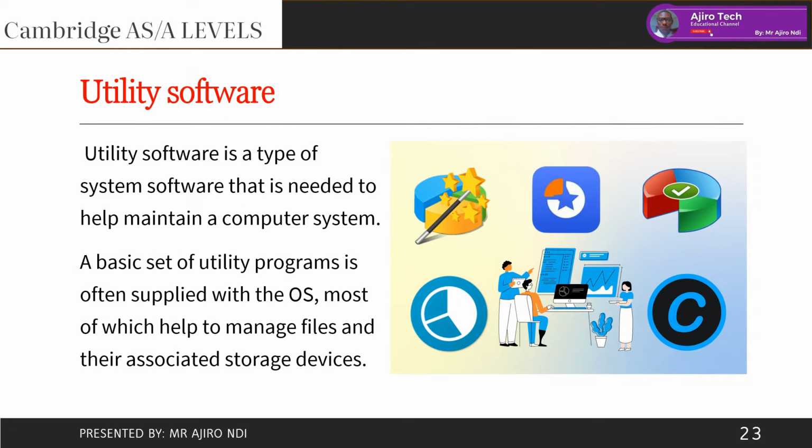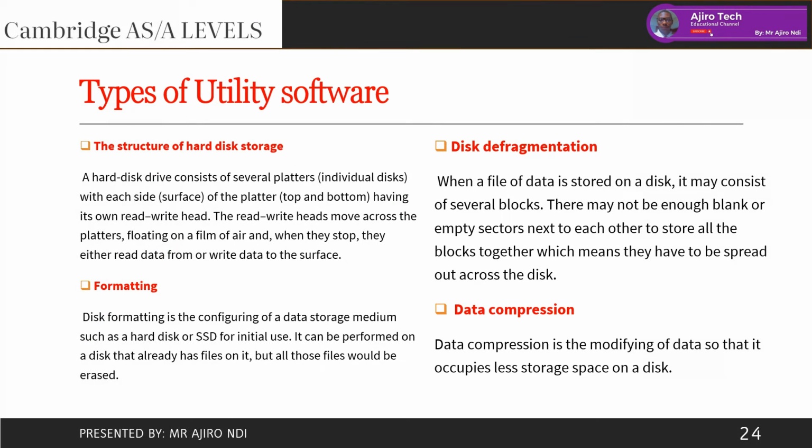So again, I've talked about the utility software. Like I said, it's a type of software that is needed to help maintain a computer system. And these are the basic utility programs that are supplied with the operating system, most of which help to manage files and other storage devices. We're going to look at the types of utility software.